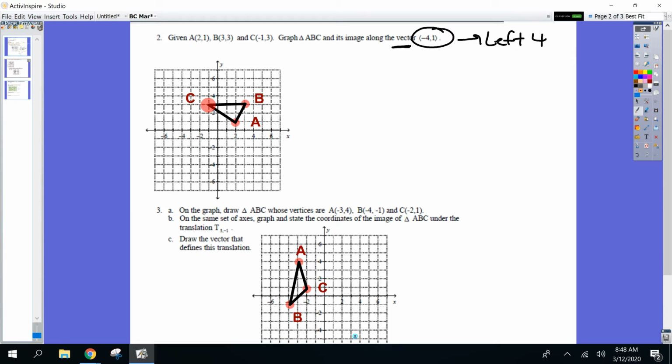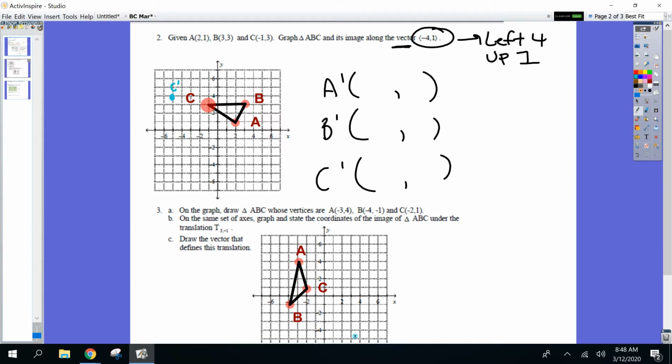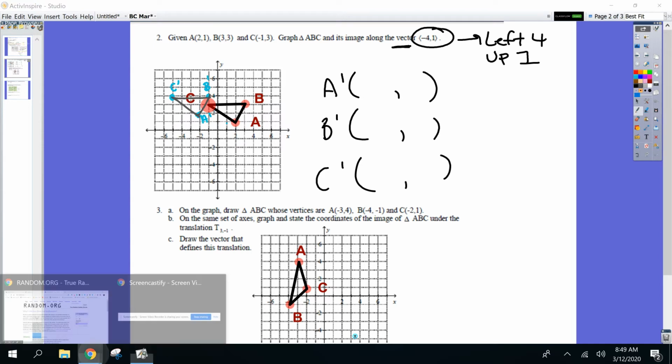There you go. Go ahead, everyone. Left 4, up 1. Graph it, and then I'll ask somebody for A prime, B prime, C prime. Let me know when you're ready.